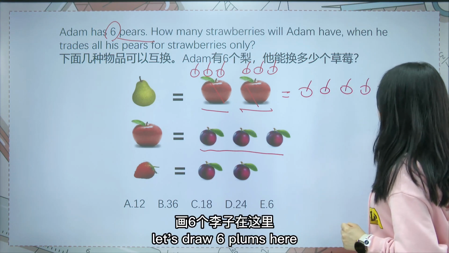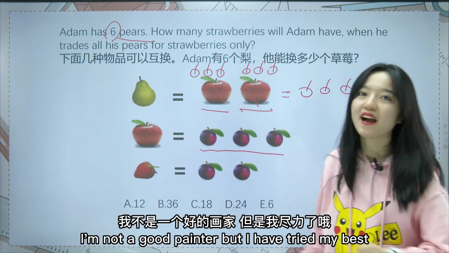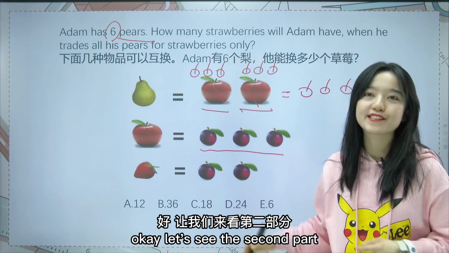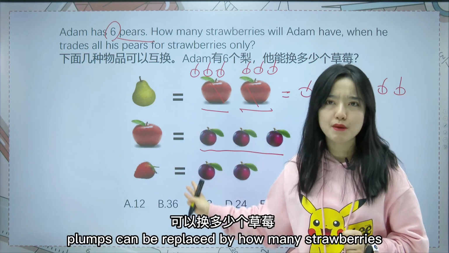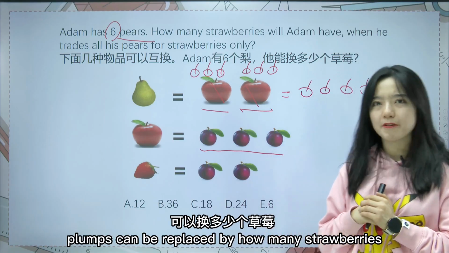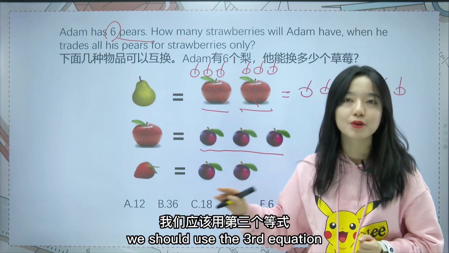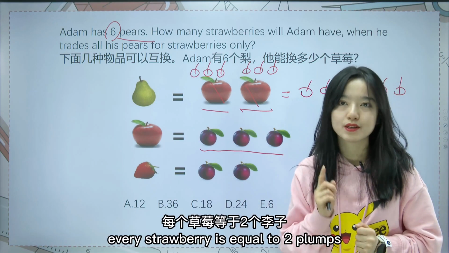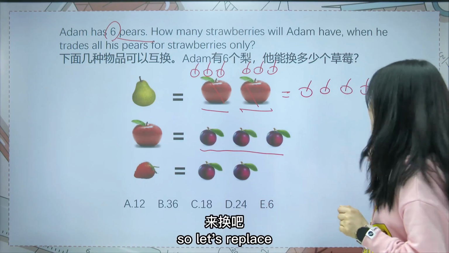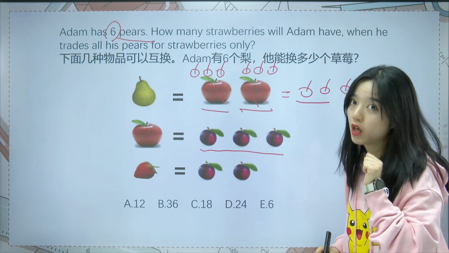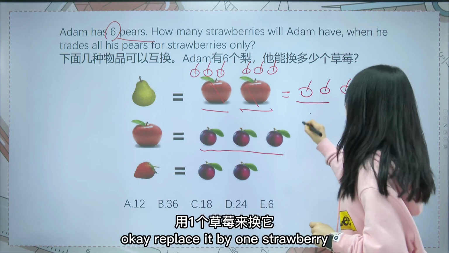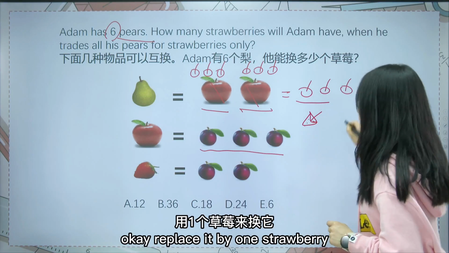Let's draw 6 plums here. I'm not a good painter, but I have tried my best. Okay, let's see the second part. So these 6 plums can be replaced by how many strawberries? We should use the third equation. Every strawberry is equal to 2 plums. So let's replace every 2 plums with how many strawberries? Only 1, that's enough. Okay, replace it by 1 strawberry.